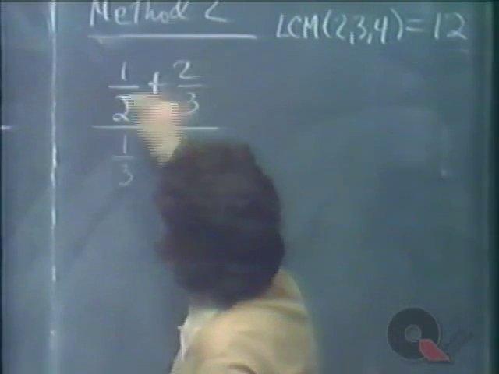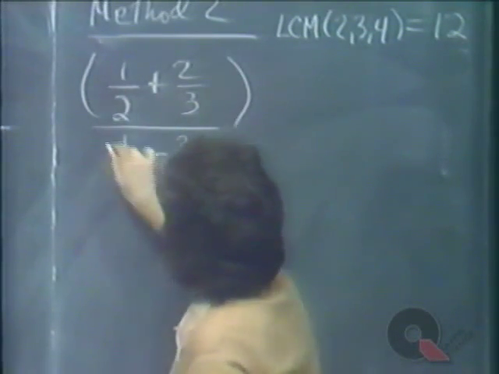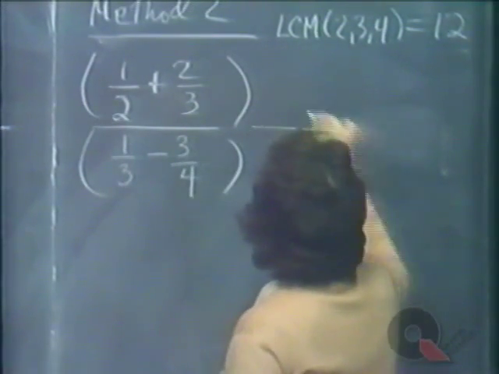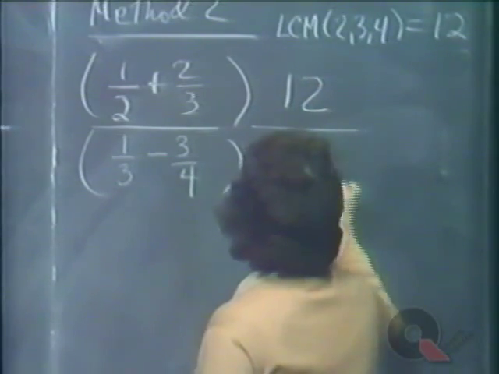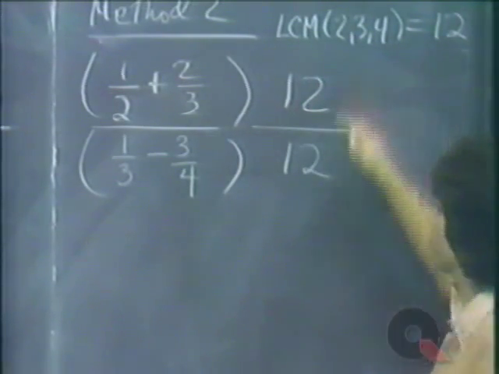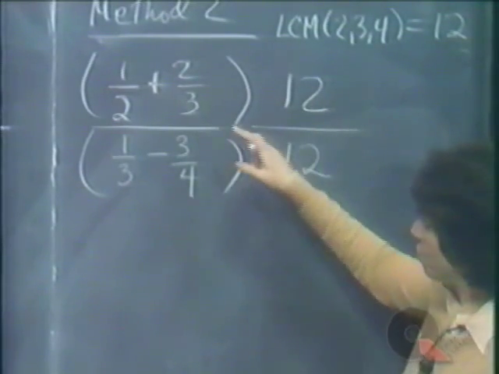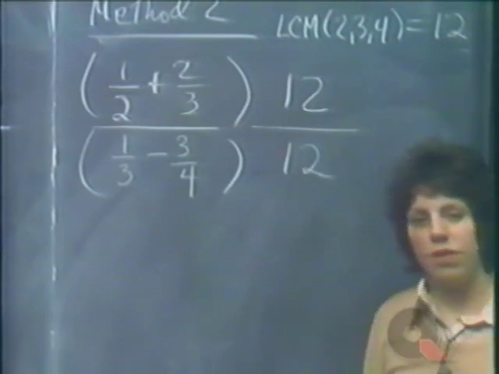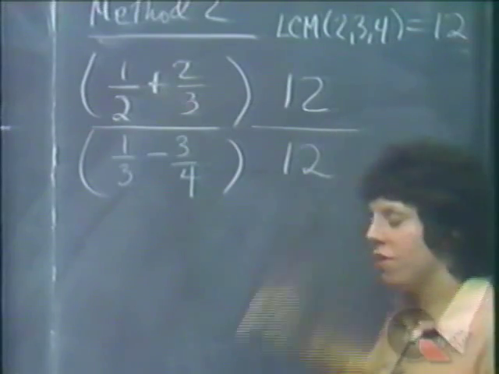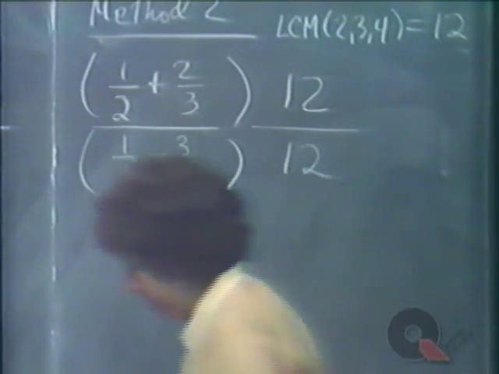And the trick is to multiply numerator and denominator of this fraction by this number 12. Remember, it's perfectly okay to multiply the numerator and denominator of a fraction by the same non-zero constant. This gives us an equivalent fraction. So this is what we're going to do.